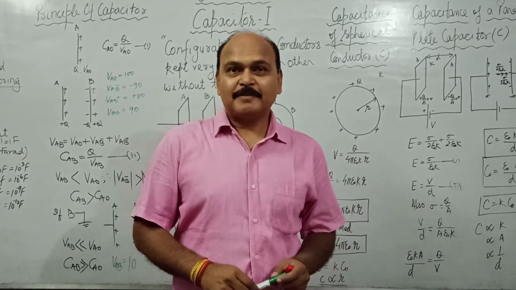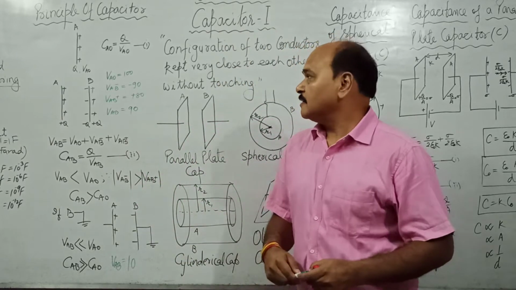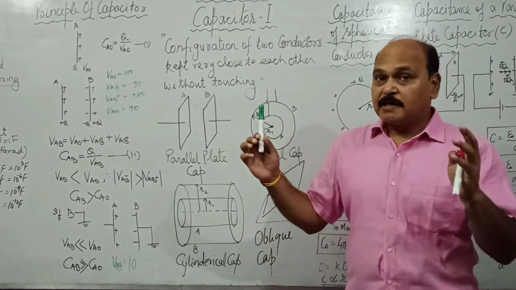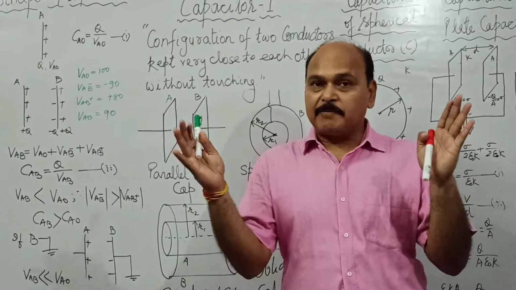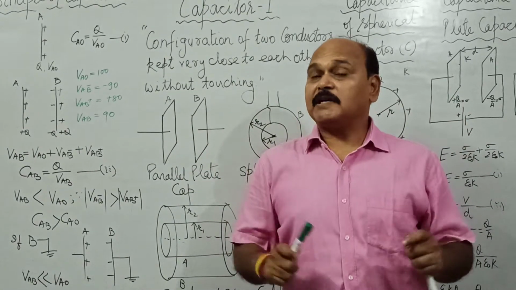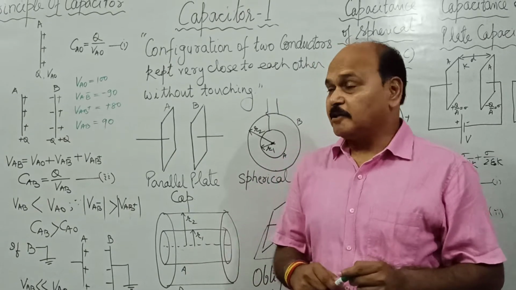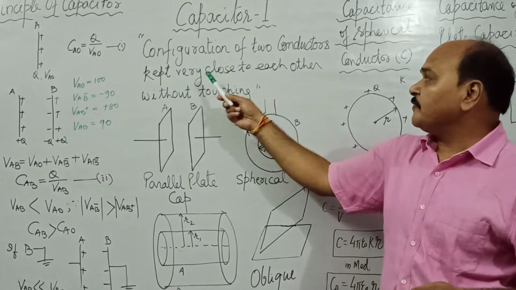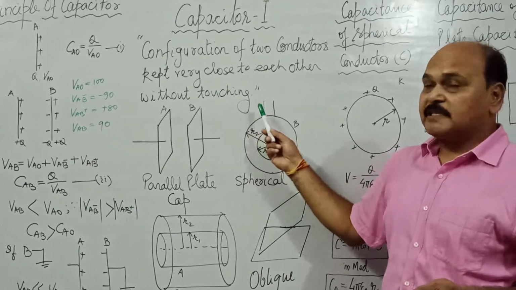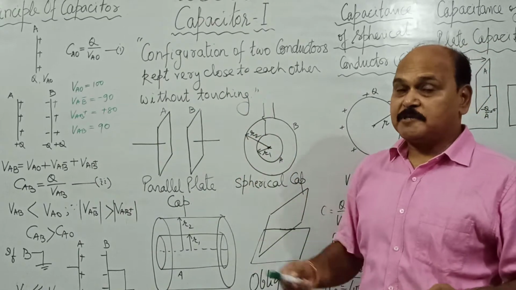In the class today, we are starting with the last chapter of electrostatics, and that is capacitor. So, what is a capacitor? Well, a capacitor is nothing but an arrangement where two conductors are kept very close to each other without touching each other, and that is what is written as configuration of two conductors kept very close to each other without touching. That is what a capacitor is.